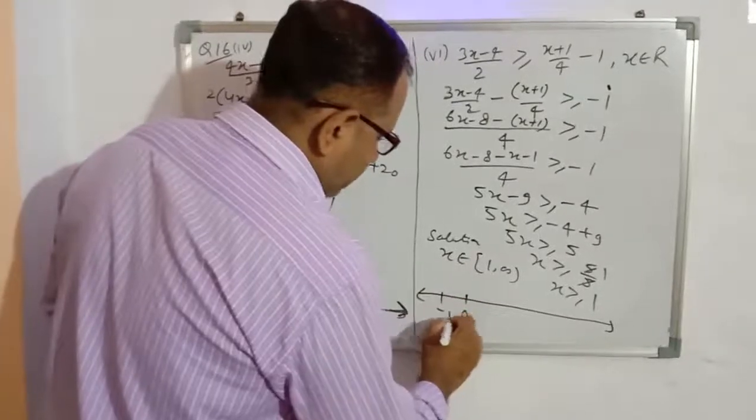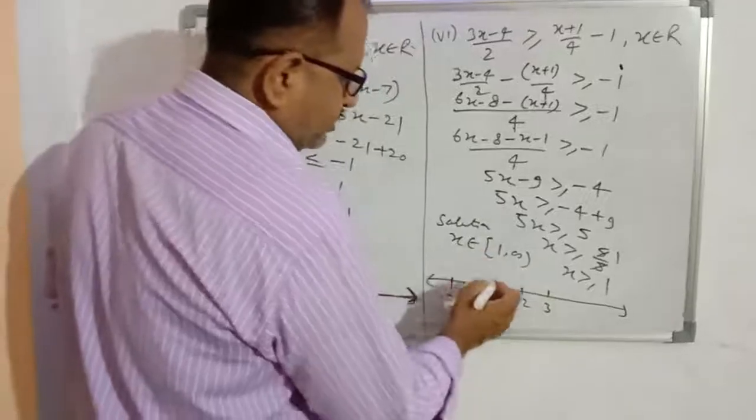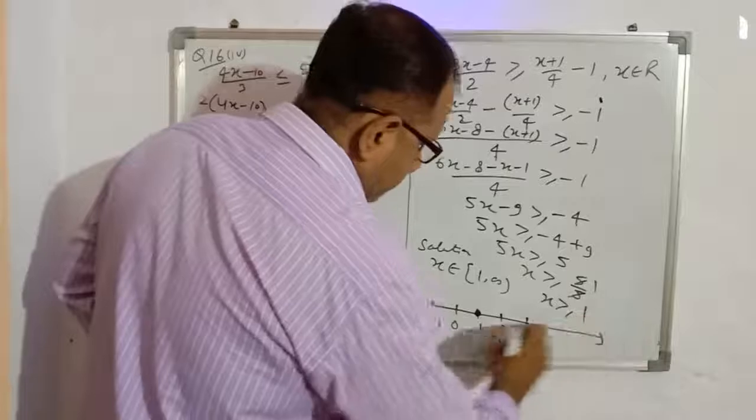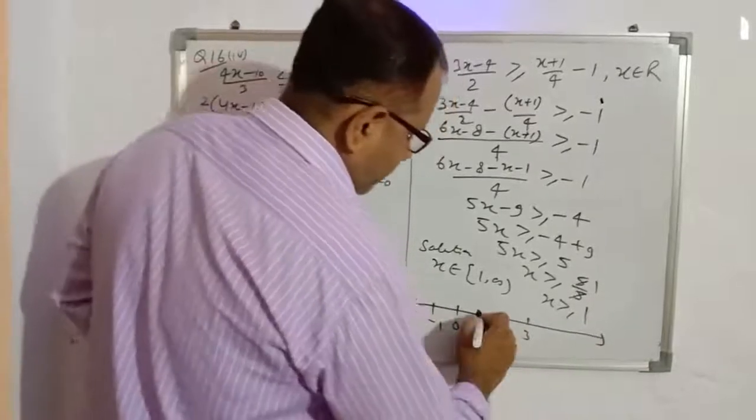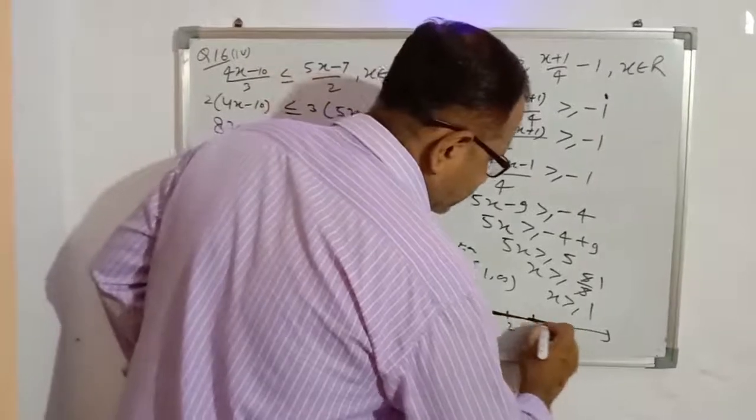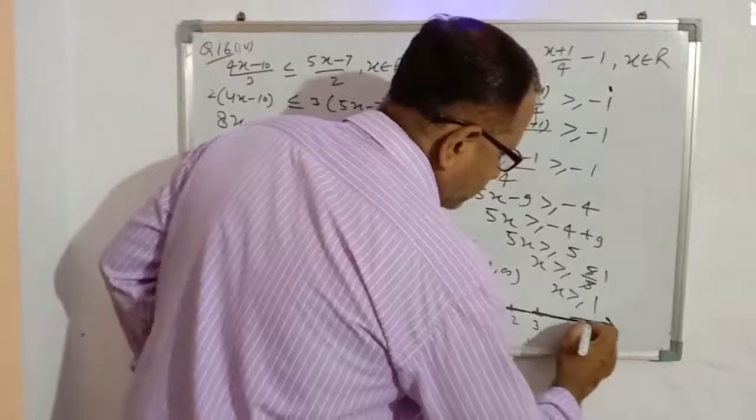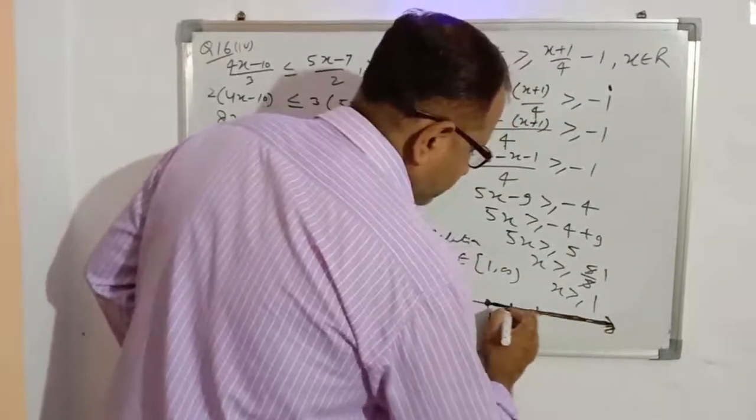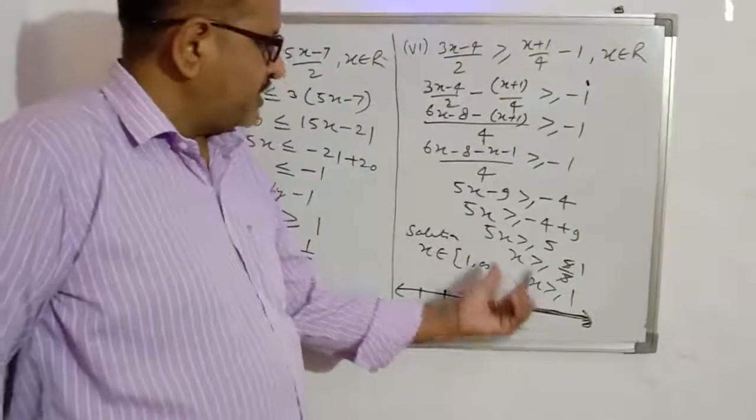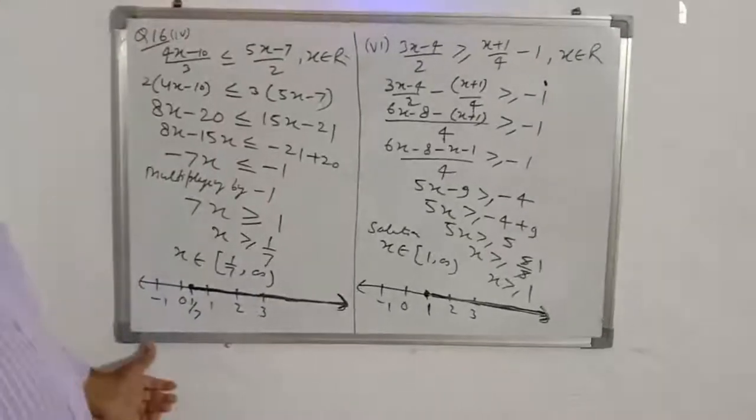0, left side minus 1, right side 1, 2, 3 positive numbers. 1 is included here. We will make a black dark circle here, and to the right of 1 we have to make the line thick. So this portion represents the solution set of this question. So I hope that it is clear to you.